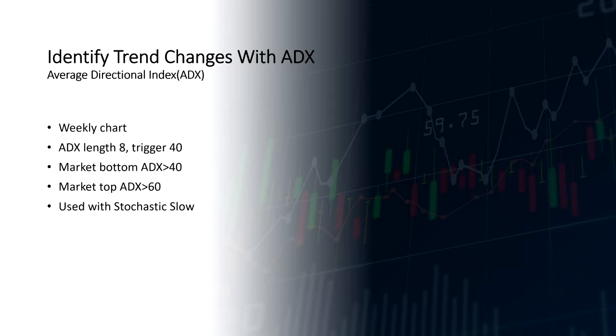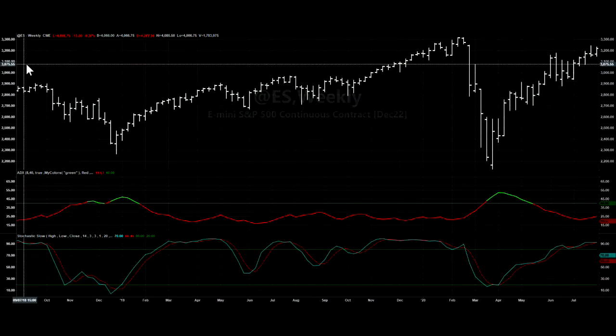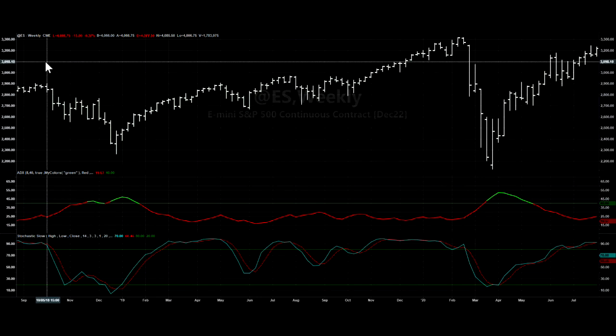The ADX settings are on a weekly chart, ADX length of 8, and the trigger is set to 40. Once these settings are in place, we look for an ADX reading greater than 40 to identify possible market bottoms and a reading over 60 for the market tops. I use Slow Stochastic to help identify the trend change and possible entry points. You will see in my examples that these requirements are not met often, but when they are, profitable trend changes follow.